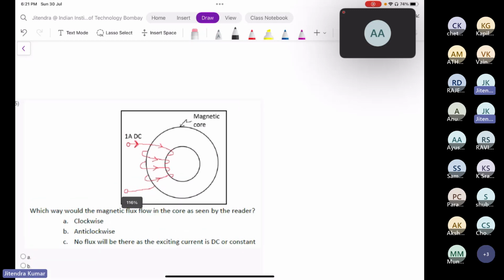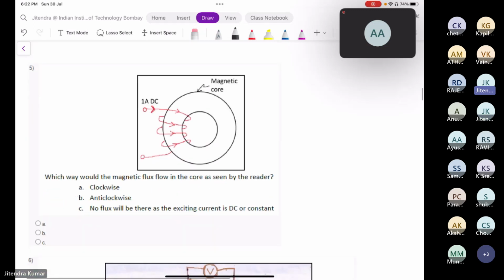Another problem is related to again magnetic flux and magnetic core. Here you can see which way magnetic flux would flow in the core, as the wires are carrying a DC current. I have got the answer clockwise. So option A, sir. Yeah, you are correct, option A.